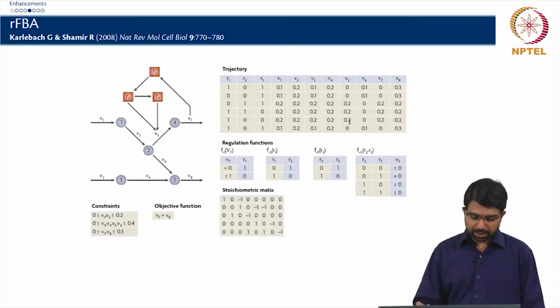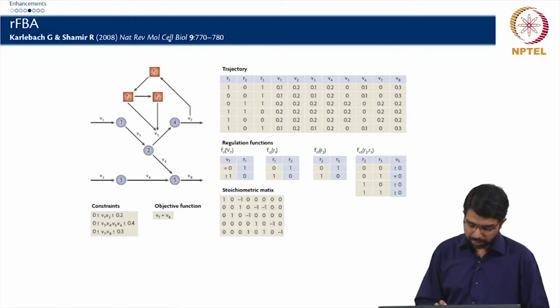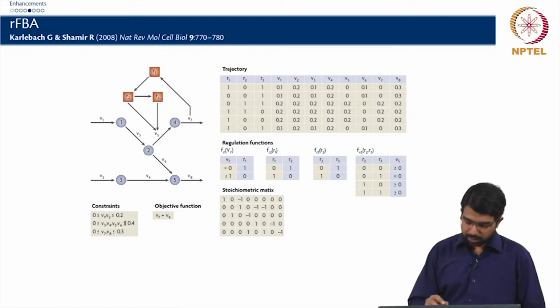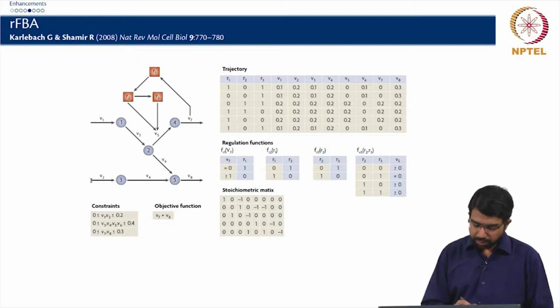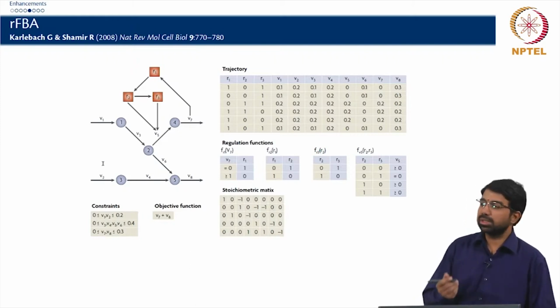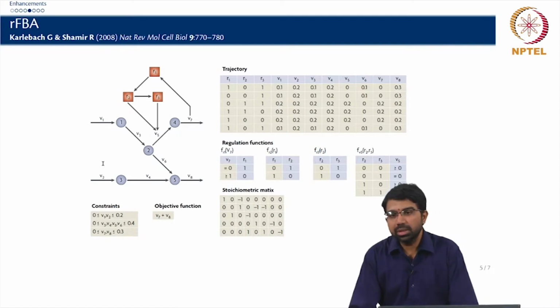So, let us look at a simple example. This is again a very nice paper in Nature Reviews Molecular Cell Biology. What they have here is a system of reactions. You can assume that the circles are all metabolites and so on, and you now need to express the rules in some fashion. How do you set up the gene regulatory logic rules?